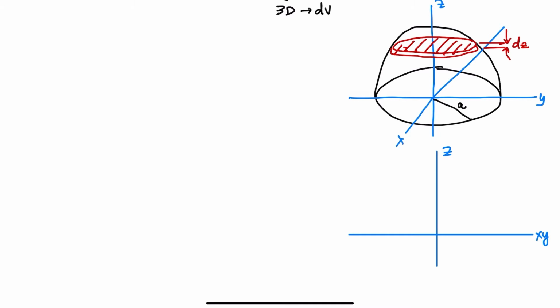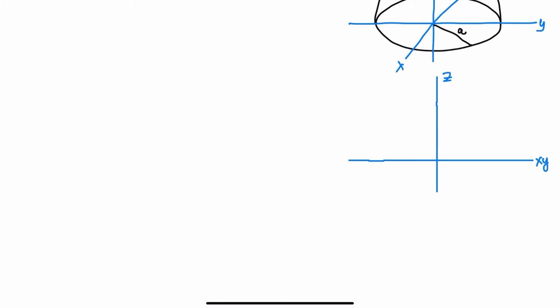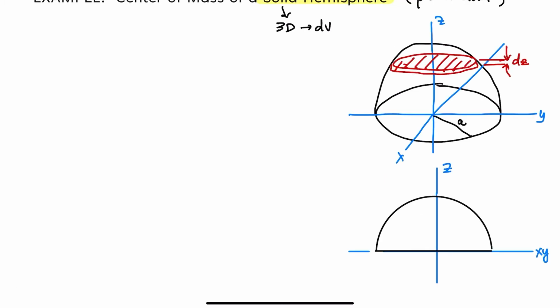And then your hemisphere would look something like this. Okay, so let's make a circle, and then let's delete the bottom. Okay, and then let's draw the disk. So the disk should look something like this. Okay, so this is your disk, and the thickness of the disk is dz. So the distance between the xy plane and the disk is called z.